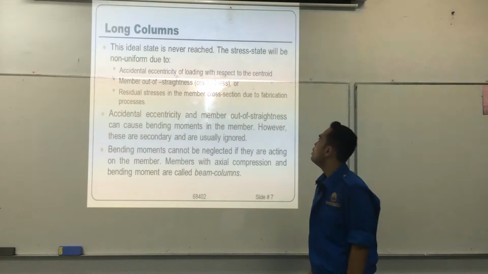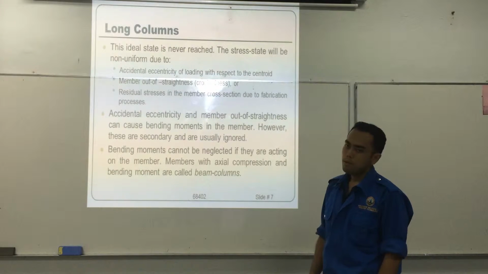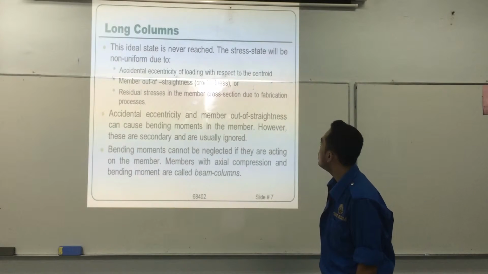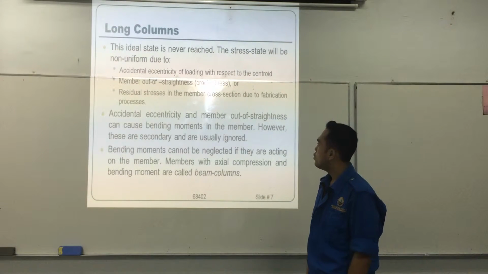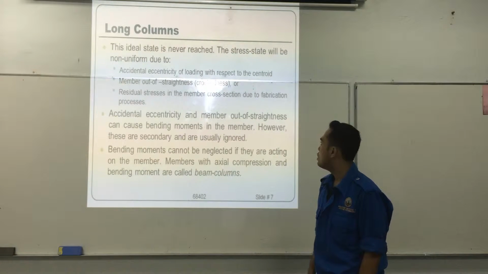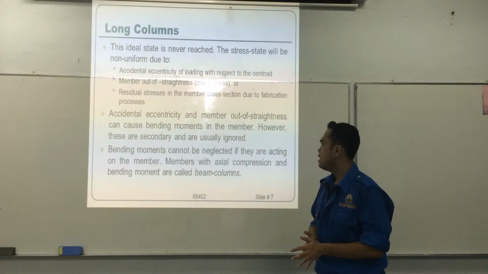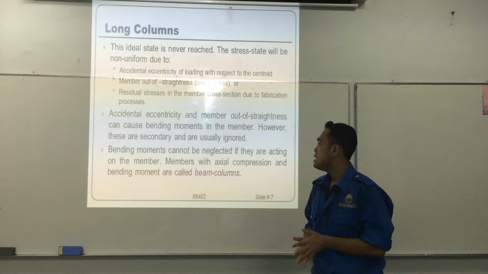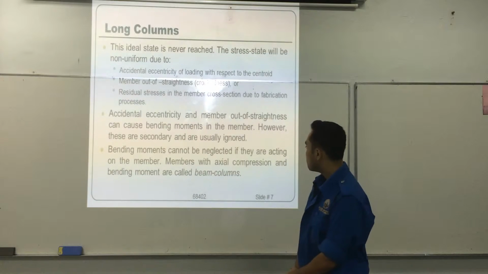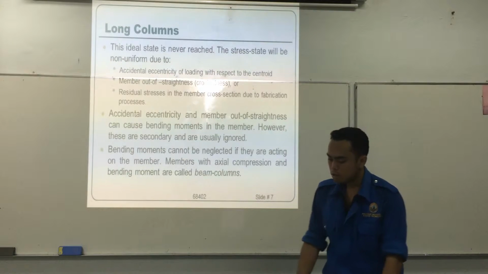Long columns. The stress will be non-uniform due to accidental eccentricity of loading with respect to the centroid, member out-of-straightness, or residual stresses in the member cross-section due to the fabrication process. However, these are secondary and usually ignored. Bending moments cannot be neglected if they are acting on the member with axial compression, and such members are called beam-columns.